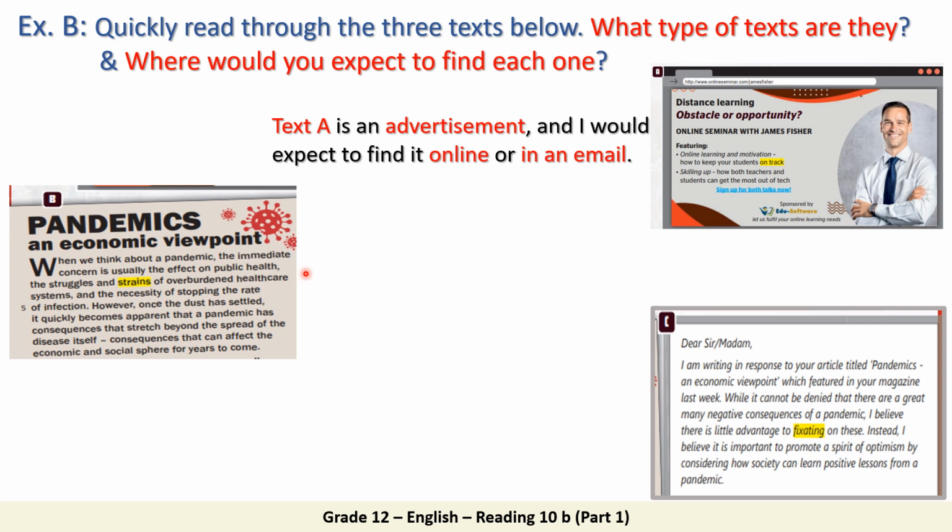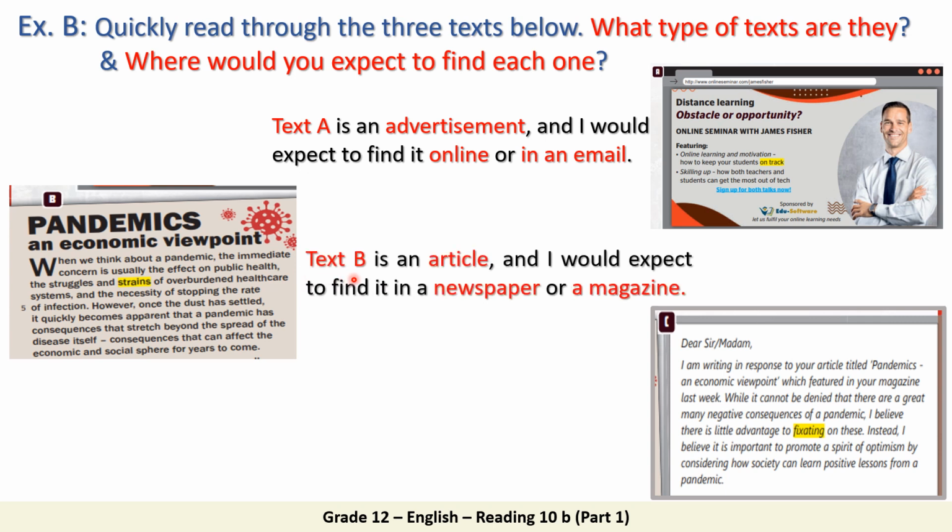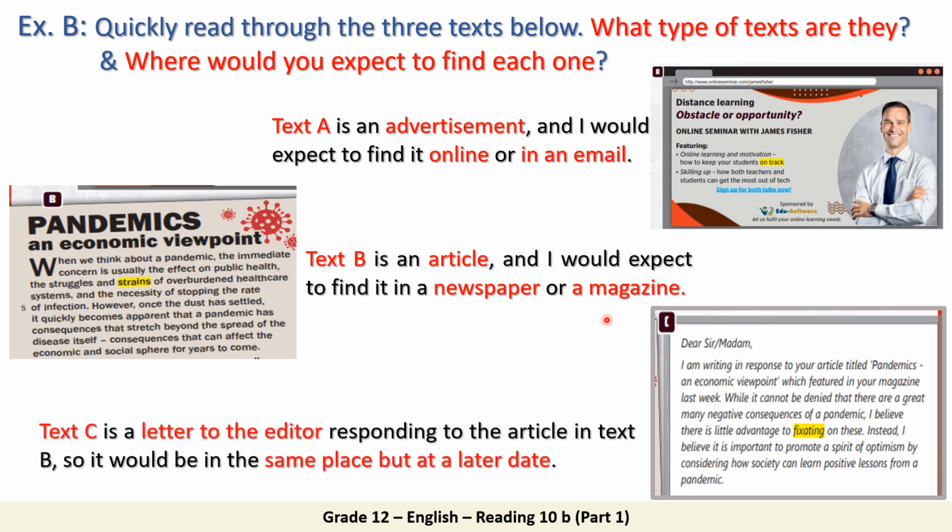How about text B? Great, it's an article, and I would expect to find it in a newspaper or in a magazine. As for text C, it's a letter to the editor, responding to the article in text B, in this text. So it would be in the same place, but at a later date.